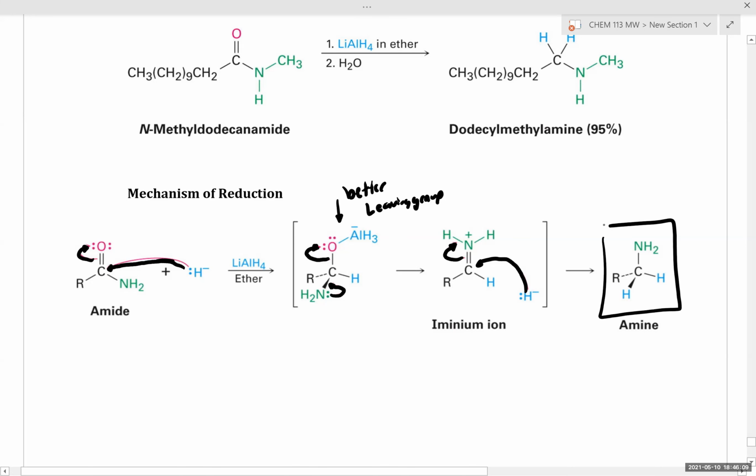Does that make sense? Any questions? Can I get some confirmation in the chat that everyone's comfortable with this mechanism and everyone understands why this works? Because we use lithium aluminum hydride.